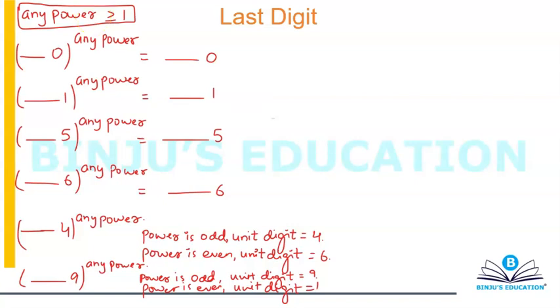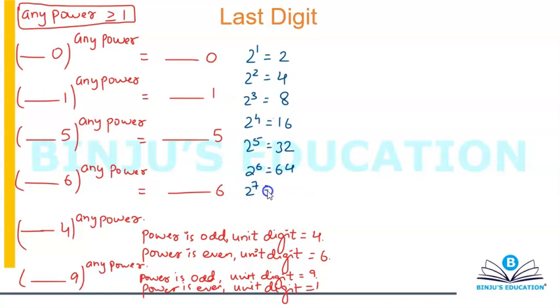Let's begin with 2. If I write 2 to the power 1, that's 2. 2 square, that's 4. 2 cube, that's 8. 2 to the power 4, that's 16. 2 to the power 5, that's 32. 2 to the power 6, that's 64. 2 to the power 7, that's 128. 2 to the power 8, that's 256.